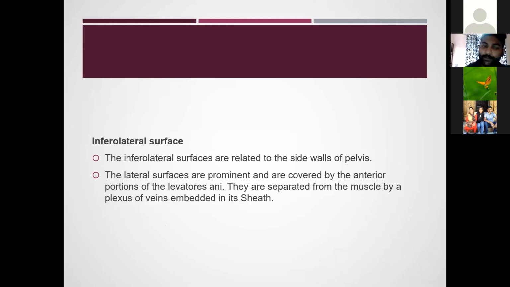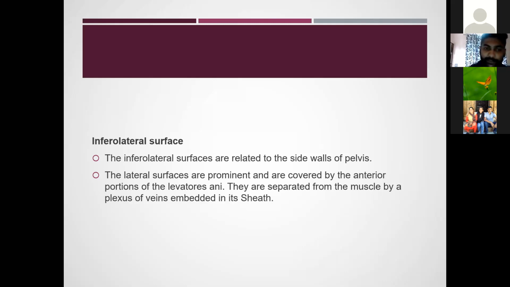Then it has 2 inferior lateral surfaces. The inferior lateral surfaces are related to the side walls of the pelvis. The lateral surfaces are prominent and are covered by the anterior portions of the levator ani, and they are separated from the muscle by a plexus of veins embedded in its sheath.